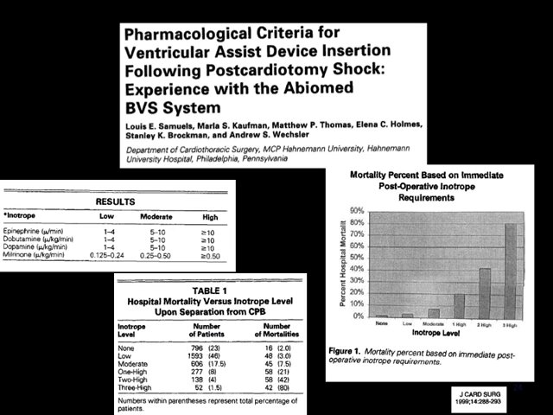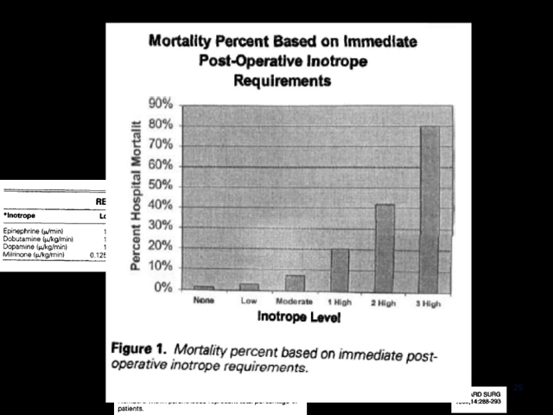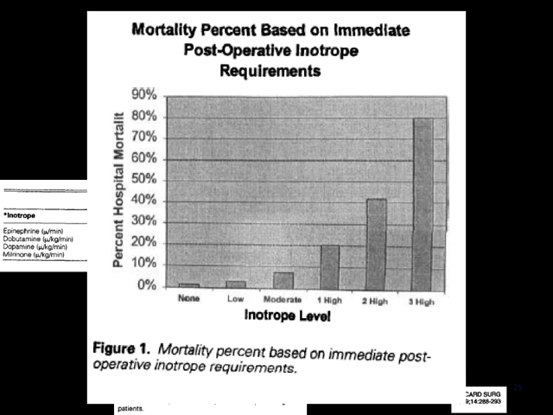Similar data came from what was essentially a temporary VAD. These were patients that they found, when they decided how they were going to put this device in, called the BVS, essentially they looked at whether patients were on 3 high-dose inotropes, and those patients were at very high risk for mortality. 80% mortality is actually what you wind up with here if you're on 3 high-dose inotropes. So perhaps those patients shouldn't be getting a balloon pump.